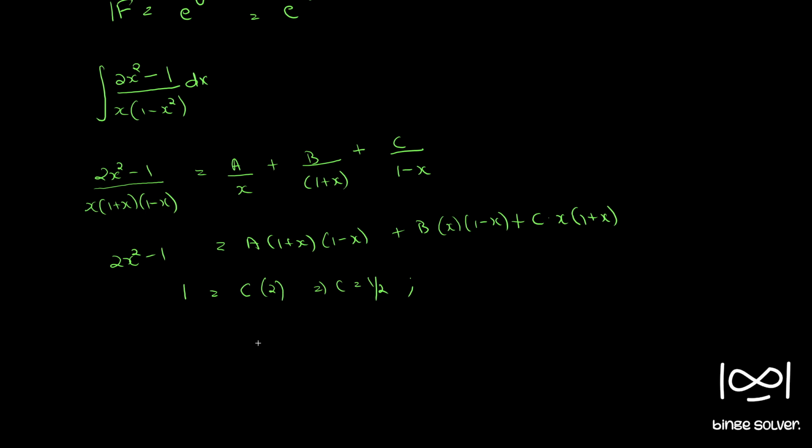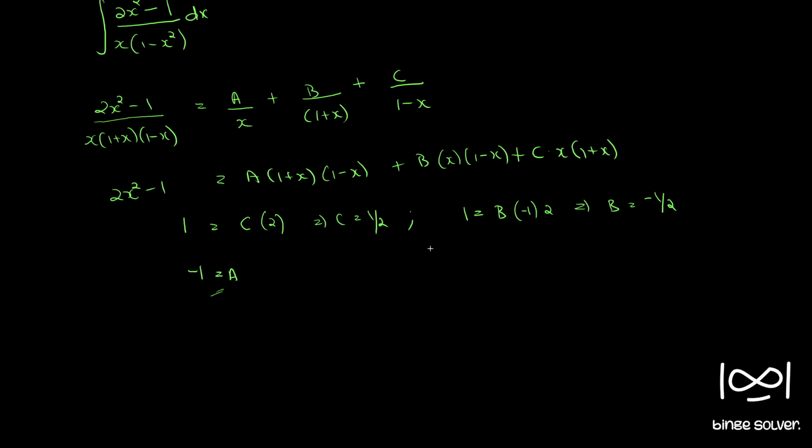Now we got c. If you put x is equal to minus 1, we have 2 minus 1 again, 1 equal to, so the 1 plus x terms go 0, and this term goes 0, so this becomes b into minus 1 into 1 minus minus 1, which is 2. So minus 2b is equal to 1, that implies b equal to minus 1 by 2. Similarly, if you put x is equal to 0, on LHS and RHS we have 2 into 0, 0, minus 1 is equal to, so the x terms go 0, so all the b and c terms go 0, so a equal to minus 1. So we get a, b, c.